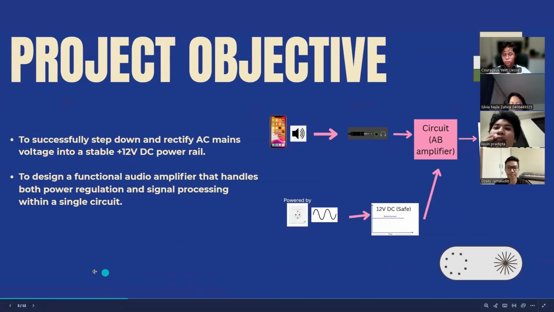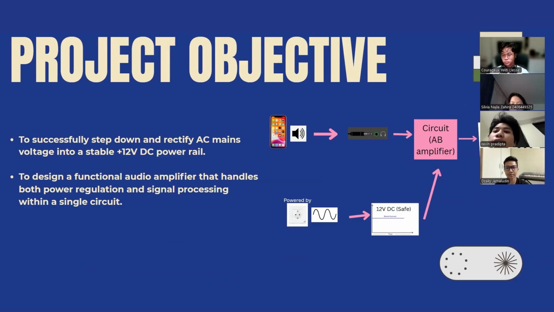Now for the project objective. So all we want is first to have a fully functional power supply, or just an AC step down to 12 volt, and then the 12 volt AC turns into DC to a single rail. And then for our speaker is just to design an audio amplifier. So that's what the power supply is going to be powering. It's just an AB amplifier, to make sure that the audio input from the phone is audible to the speaker. Next slide.